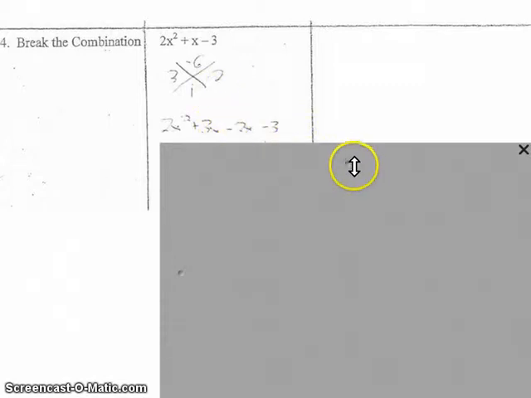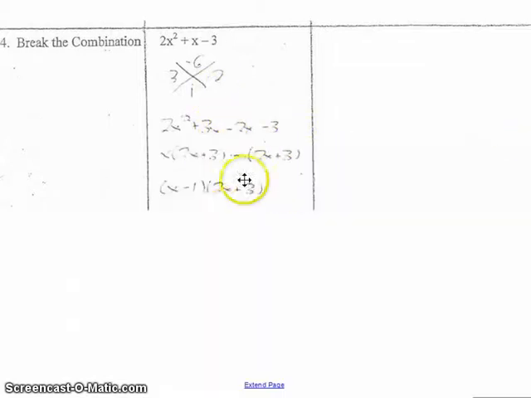Split it down the middle, factor the left and the right, and you should end up with (x - 1) times (2x + 3). In the interest of time, I'm speeding up a little bit here on the ones on page 1, which are review.